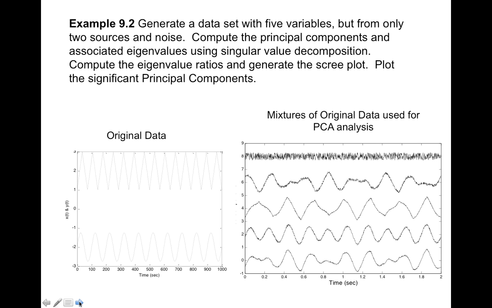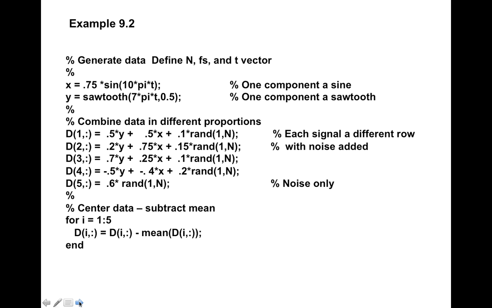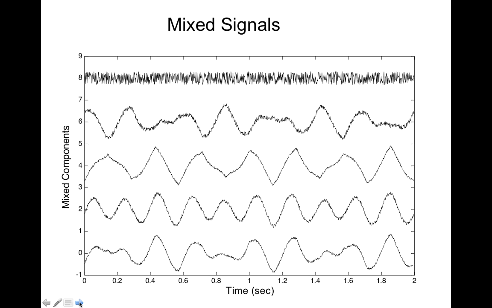So let's see what happens as we do the principal component analysis using SVD, and then we'll look at the eigenvalue ratios and generate a scree plot. So this is done in MATLAB. The first thing to do is to generate the data, and you can see there are just some linear combinations used of the data y and the data x, where y is the sawtooth and x is the sinusoid. There's some noise added here, different percentages, and then one of the signals is noise only. The data are centered, the mean is subtracted. So here are your 5 mixed signals.